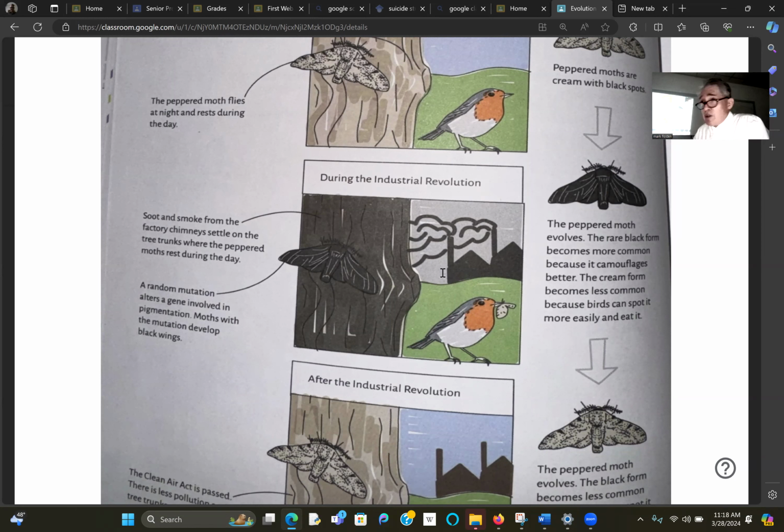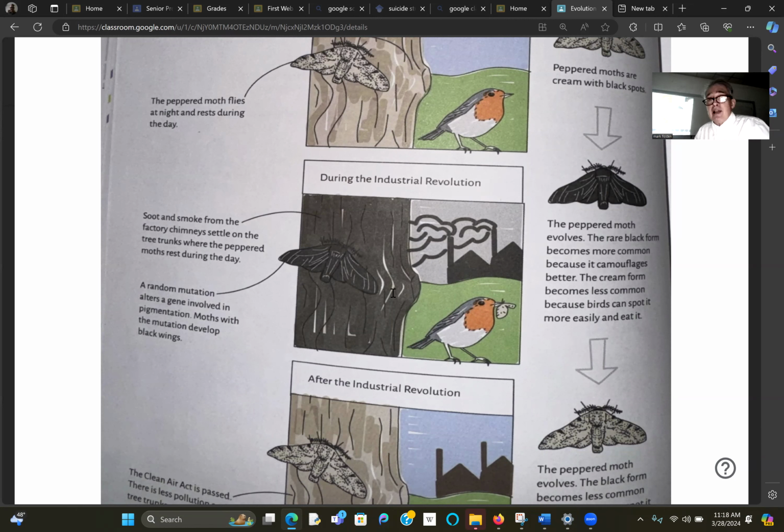Sterling, what's your question? So you said that the moths put off black stuff, on everything? No, the black stuff came from the factories. Oh, factories spewing out dirty dust and soot into the air.